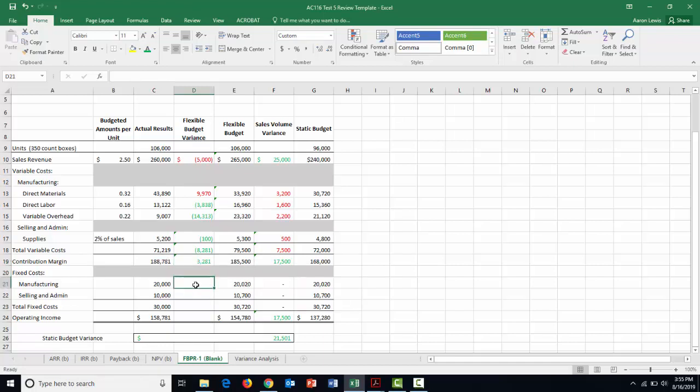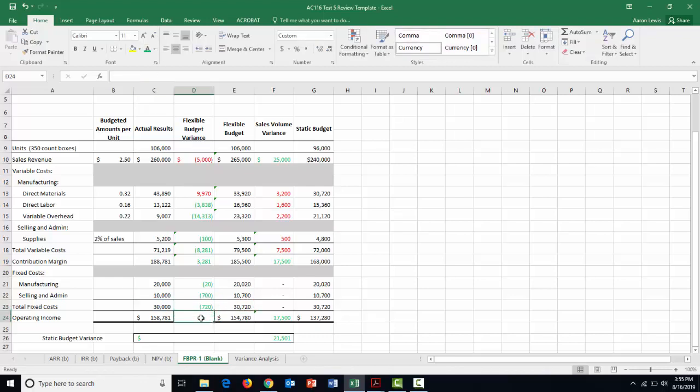For manufacturing fixed costs, we actually spent $20,000. Our flex budget states we should have spent $20,020, which means that is $20 less than we had planned on. 20 bucks is 20 bucks. That is favorable. Our selling and administrative expense was actually $10,000. Flex budget says it should have been $10,700. We spent less in costs than our flex budget said we should have, so that is favorable. And our total fixed costs, obviously, if you're catching on the trend here, has to be favorable. It is favorable by $720.